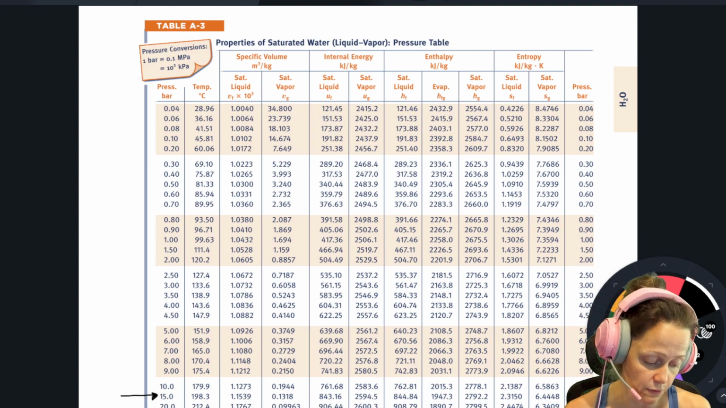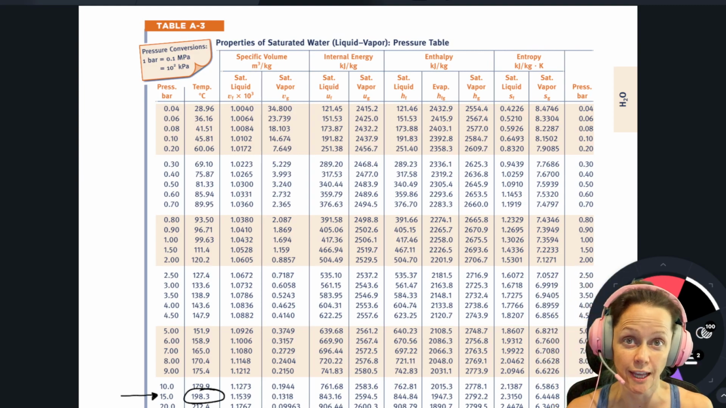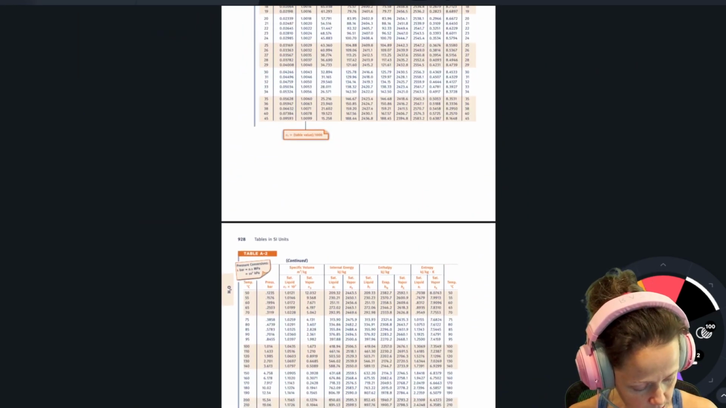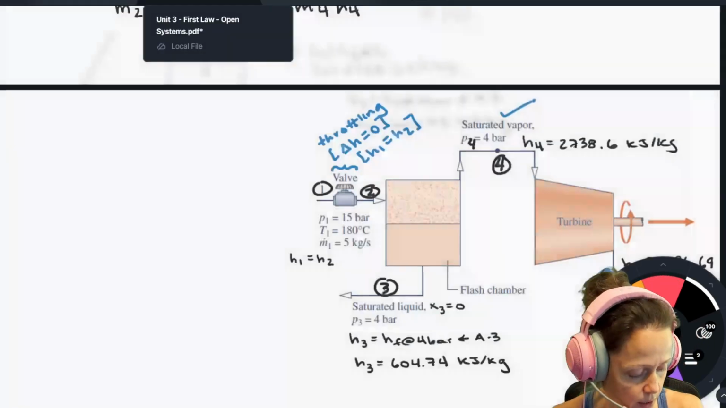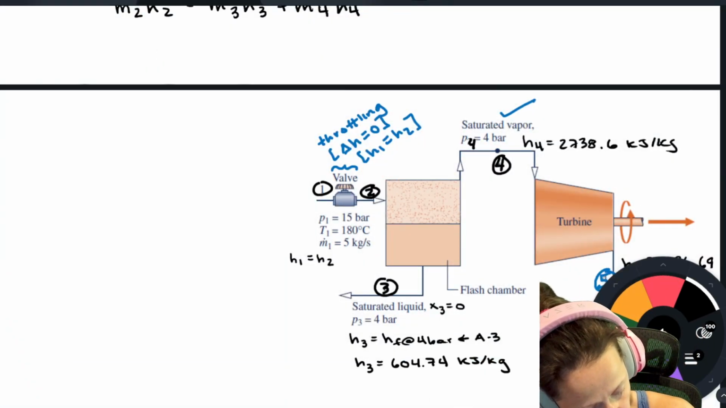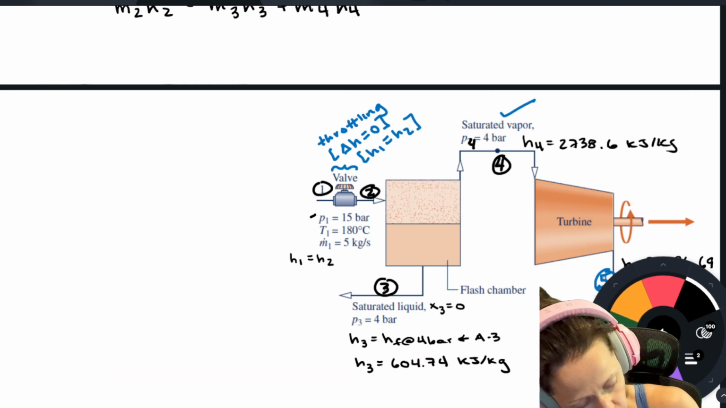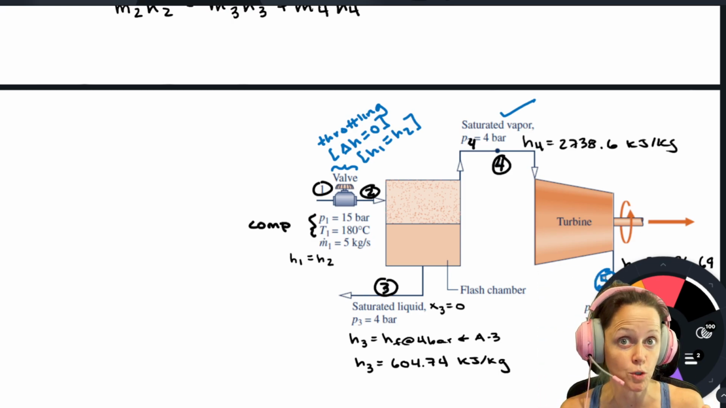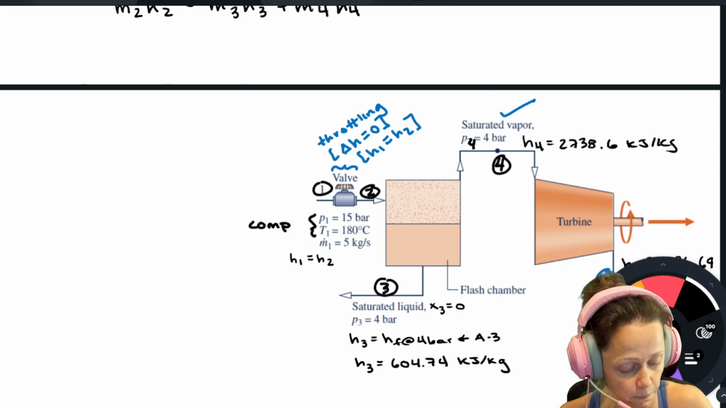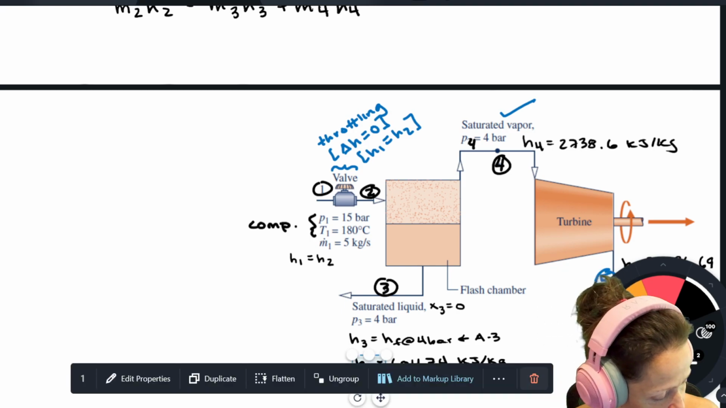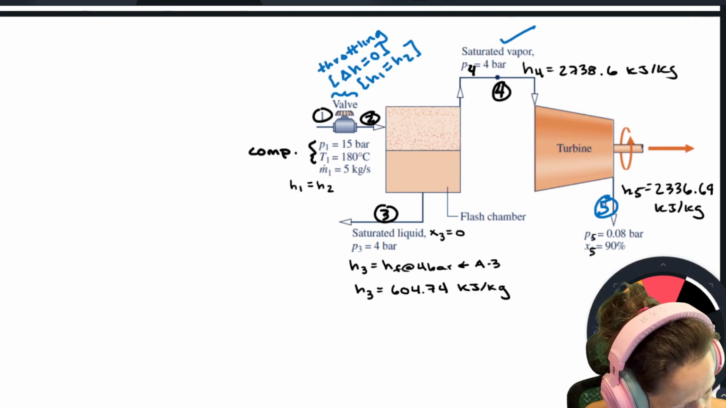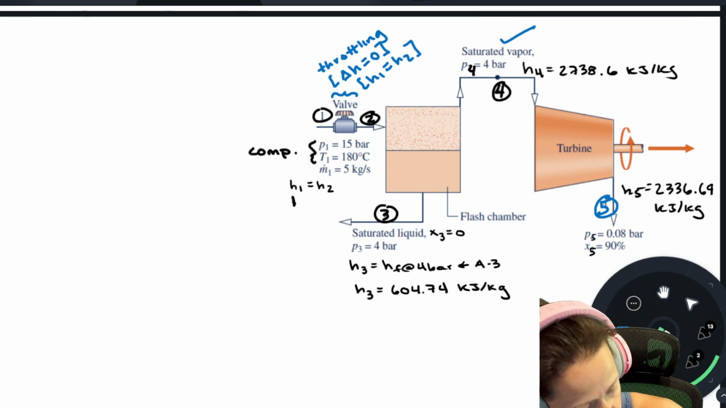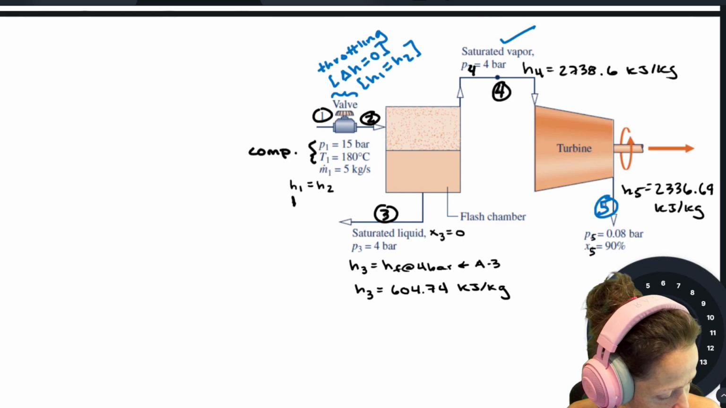So in table A3, 15 bar, we're at 180 degrees. We're actually less than the saturation temperature, so at least subcooled. That means it's compressed, right? And I know it's compressed because my temperature is less than the saturation temperature at 15 bar. Since it's compressed, I'm going to say that my h is a little less.